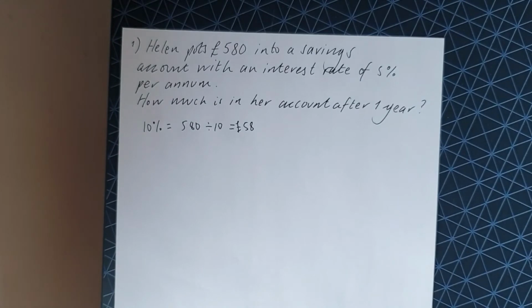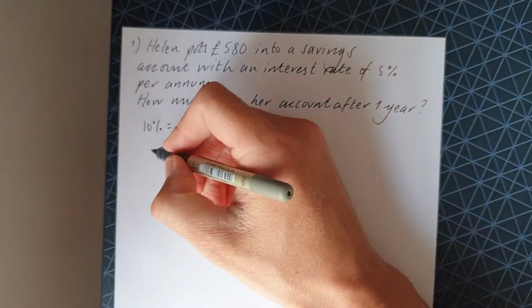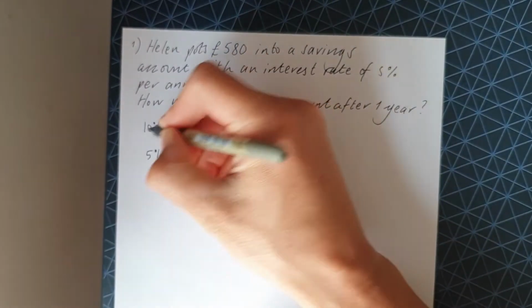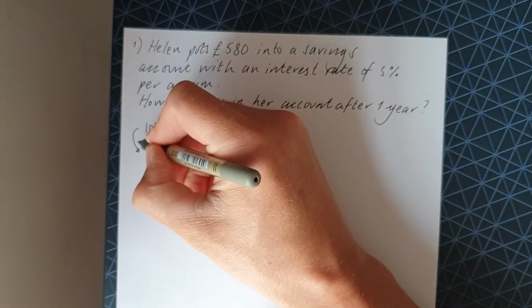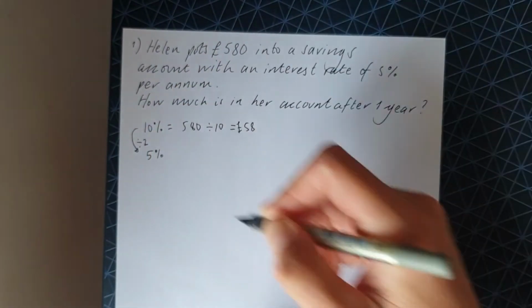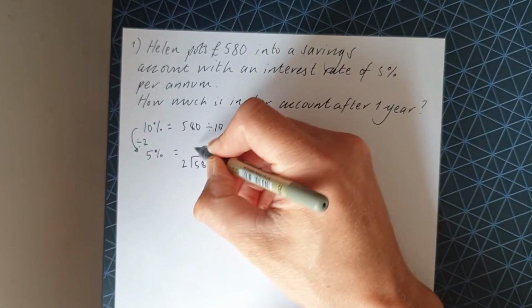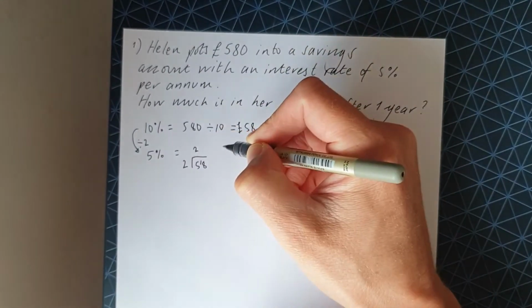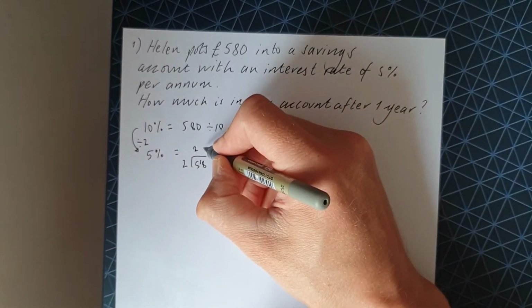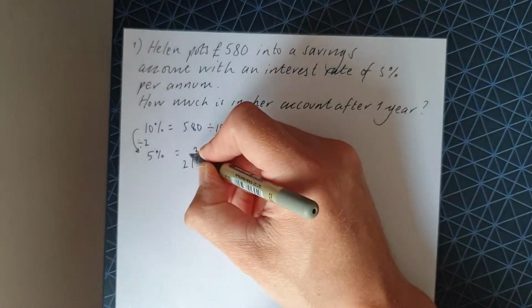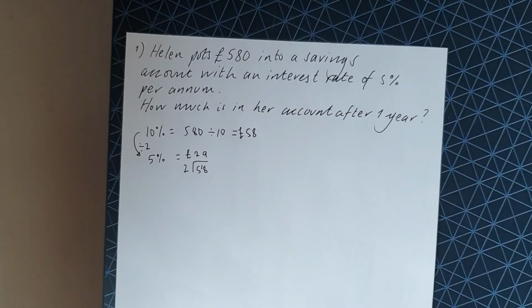Okay, so we're building from there. I've got 10%. How do I get 5%? Well, how do I get from 10% down to 5%? Well, I simply divide by 2. So again, all I do is I take my £58 and I divide it by 2. So it goes in twice, carry the 1 over, and it goes in 9 times. Okay, so we get £29.